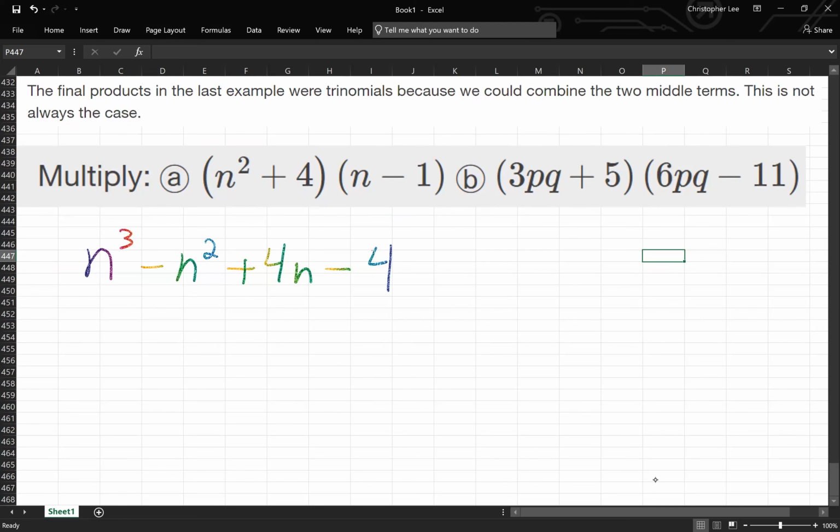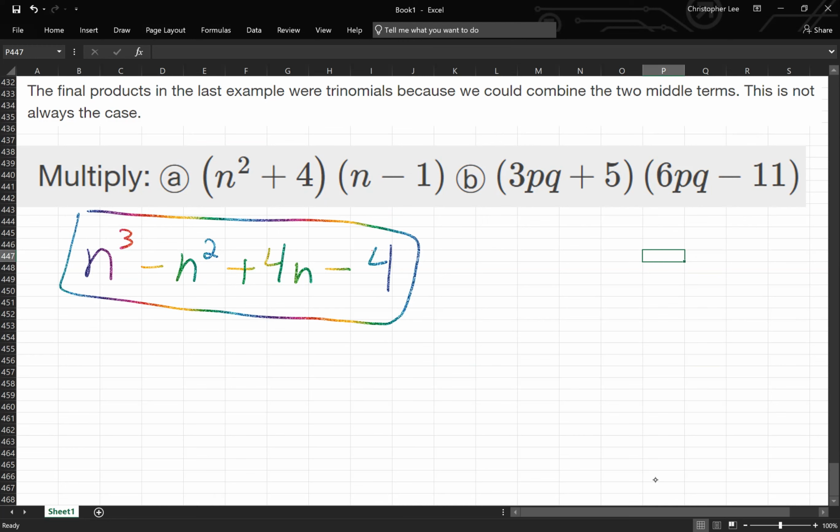However, now when I go to combine like terms, there are no like terms here. So this is all I could do. This is my final answer. That's it. All right. Let's take a look at that again. Let's look at this other example.